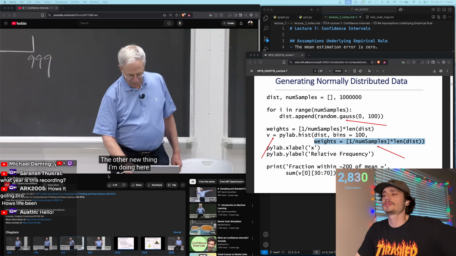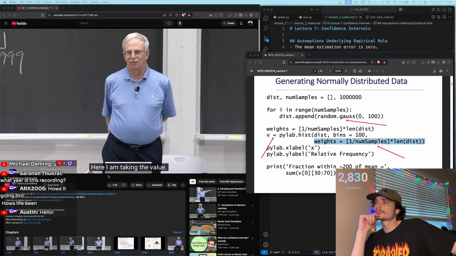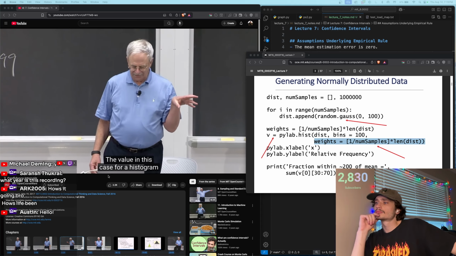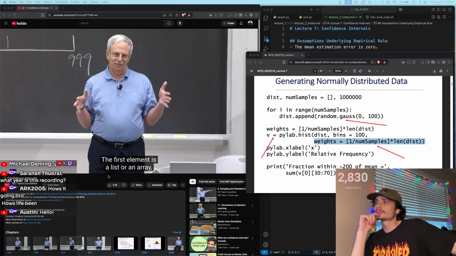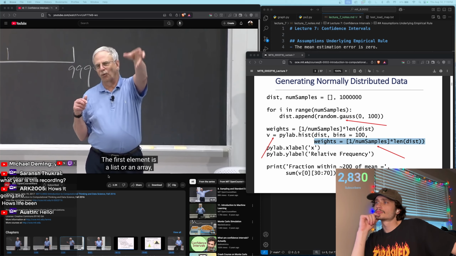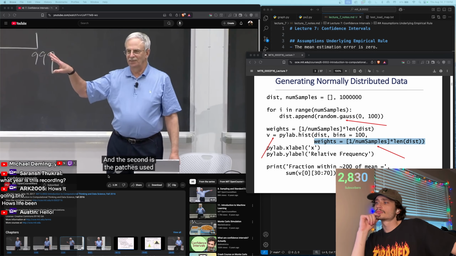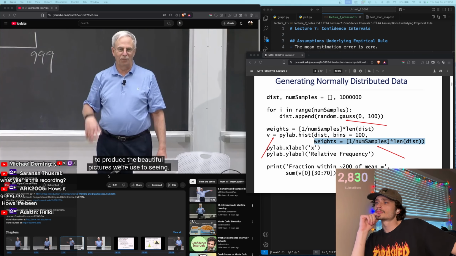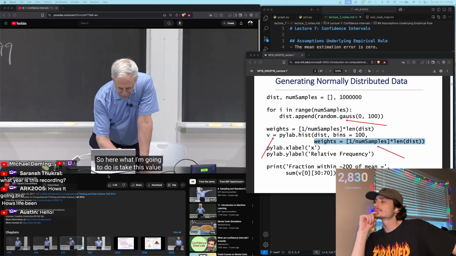The other new thing I'm doing is that the plotting commands, including pylab.hist, many of them return values. Usually I just ignore that value and we just say pylab.plot or pylab.hist. Here I am taking the value. The value in this case for a histogram is a tuple of length 2. The first element is a list or an array giving me how many items are in each bin. And the second is the patches used to produce the beautiful pictures we're used to seeing. So here what I'm going to do is take this value so that I can do this at the end.